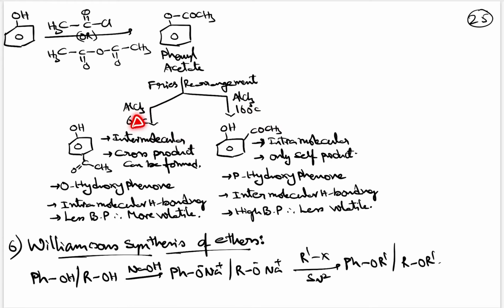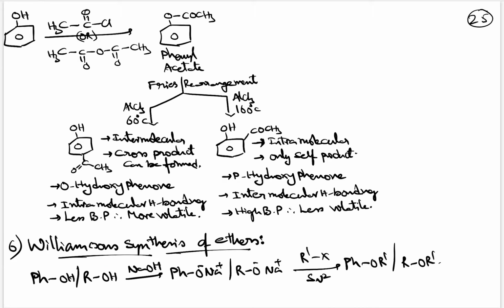If you heat it to 60 degrees Celsius, the acyl group will migrate onto the para position. Whereas if you heat it to 160 degrees Celsius, the acyl group will migrate onto the ortho position itself. So you will be getting here ortho hydroxyphenone and here para hydroxyphenone, and both will be different in their boiling point. Therefore, distillation can be used to separate them.